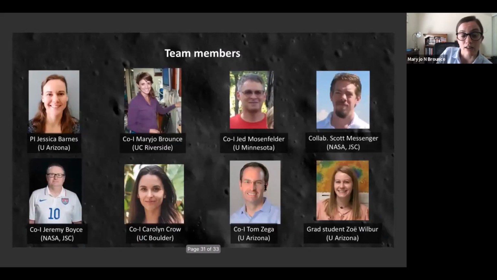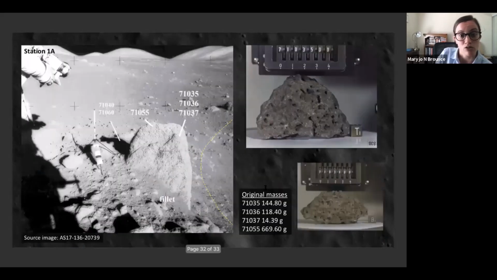And to that end, I'll flip through this quickly. We're going to study Apollo rocks that were recently re-released. So we're going to look at rock 71036. This is an Apollo 17 rock. They've changed the prefix nomenclature again. It was picked up from this breccia boulder on the lunar surface.